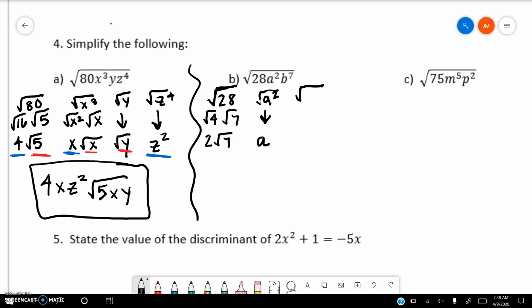And then for b to the 7th, since it's odd, we need to split it up. So you always do 1 less, so b to the 6th, because now it's even, and then just a b. And then this b to the 6th is going to be cut in half, and you get a b to the 3rd, and the square root of b stays underneath. And just like before, what's on the outside is going to be brought to the outside. So you're going to have 2a b to the 3rd, and then what's underneath is going to be left underneath the square root. So you have square root of 7b.